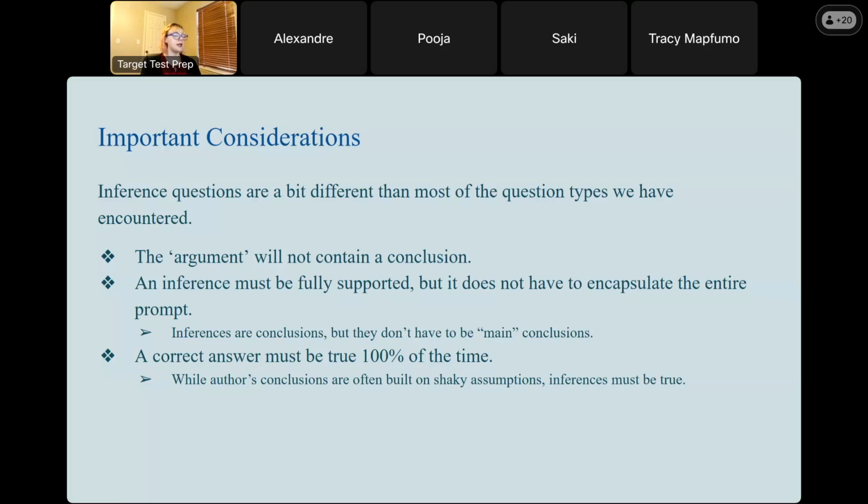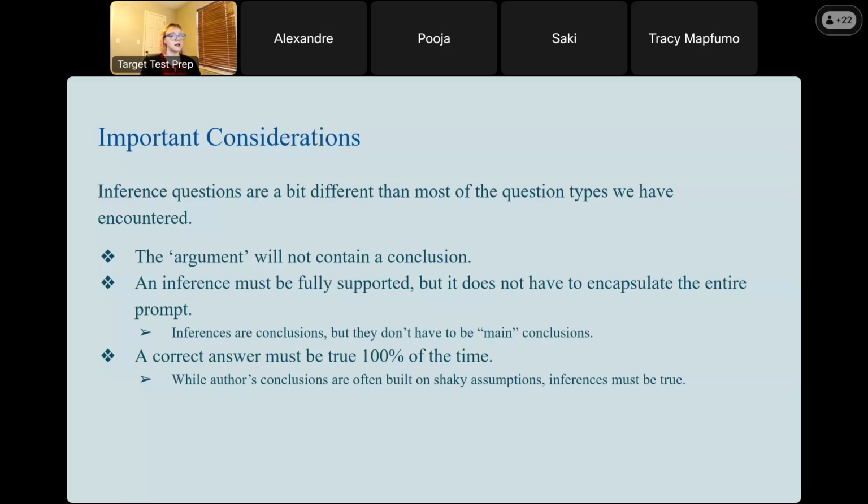But if you were finding the main conclusion of an argument, it typically needs to encapsulate the whole prompt. Like, you should be able to tack it on at the end, and it kind of summarizes everything. An inference does not have to do that, but it does have to be fully supported. So it will be a conclusion, but it does not have to be a main conclusion.